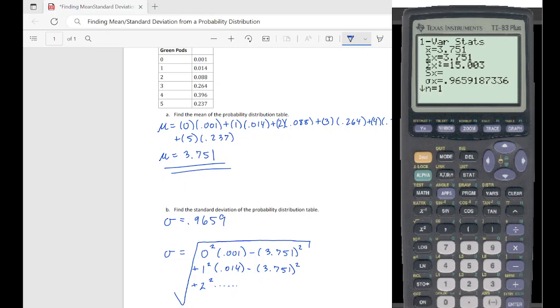And if you don't, just plug it into your calculator like what we just did, and you'll be able to get it much, much quicker.